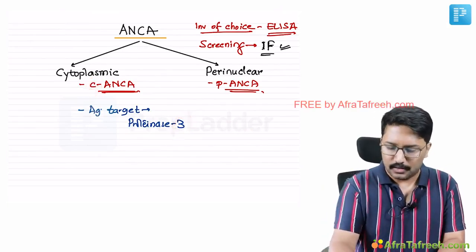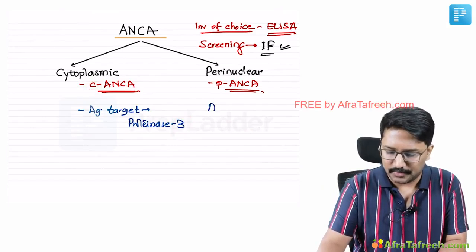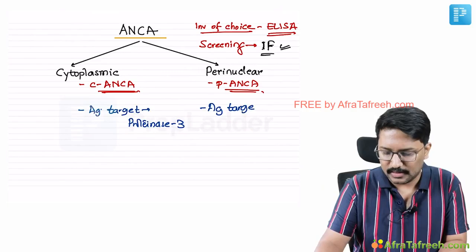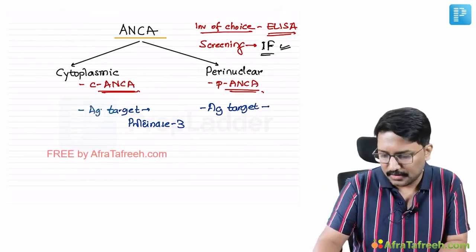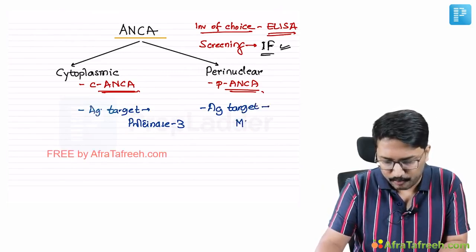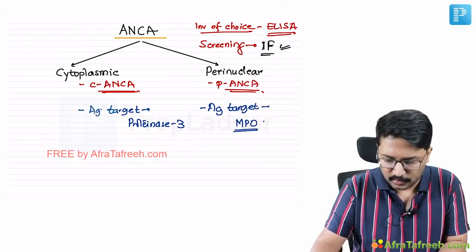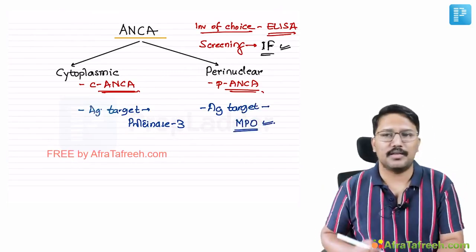Okay. Now, what is the antigen target in patients with P ANCA positivity? So the P ANCA is targeting an antigen. The antigen is myeloperoxidase, MPO, myeloperoxidase, right? Again, pretty easy to remember.